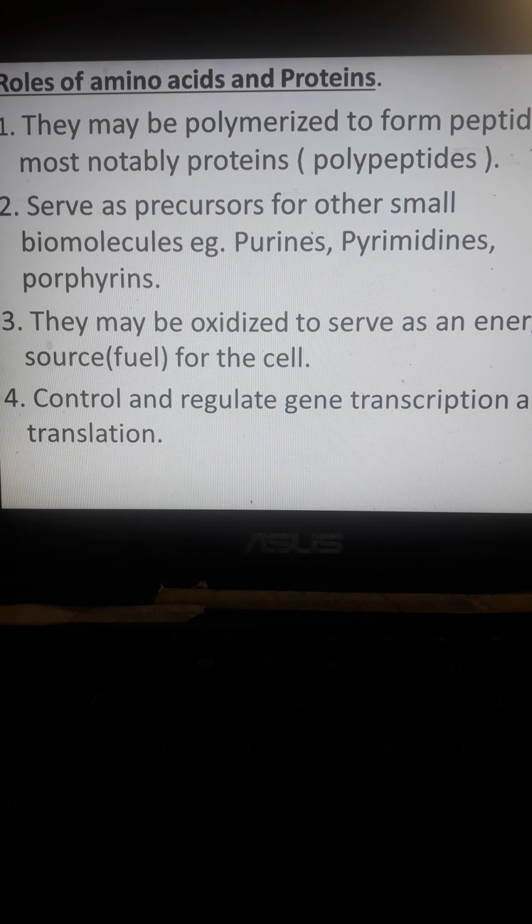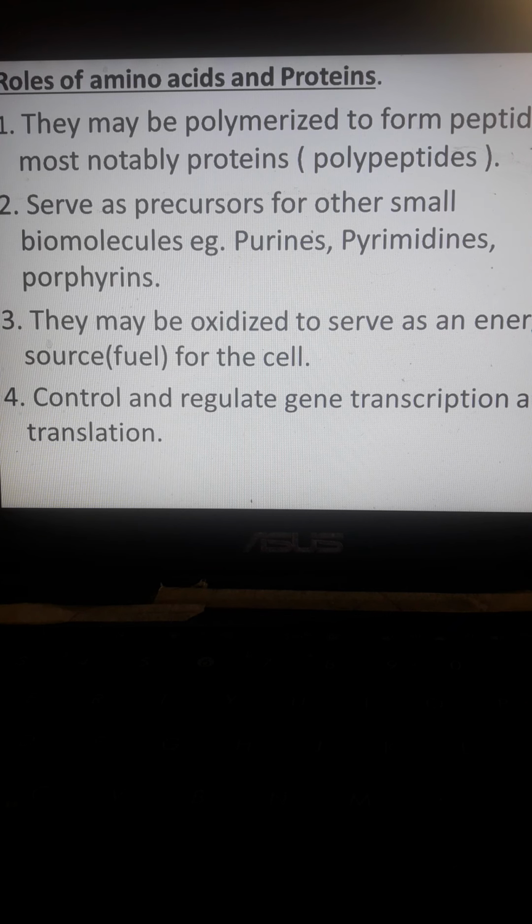Next, roles of amino acids and proteins. So they may polymerize to form peptides. Mamaya ko sa inyo, amino acid plus amino acid, it will form peptide, and peptide plus peptide, it will form polypeptide. Serve as the precursor of the other biomolecules like purines, pyrimidines, and porphyrins. So usually when we say precursor, sila yung needed in the synthesis of the other biomolecules in the body.